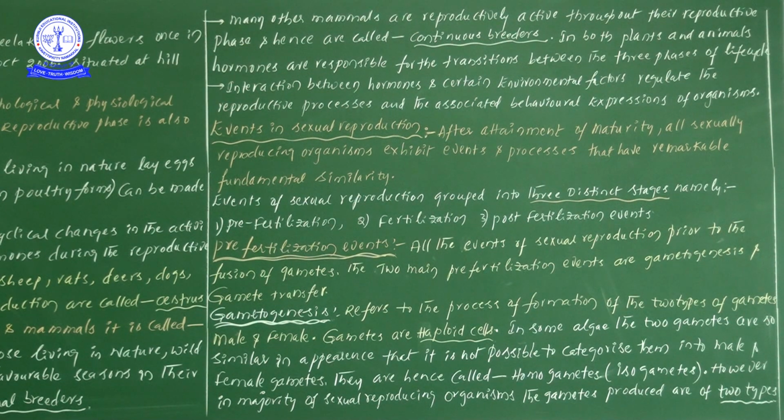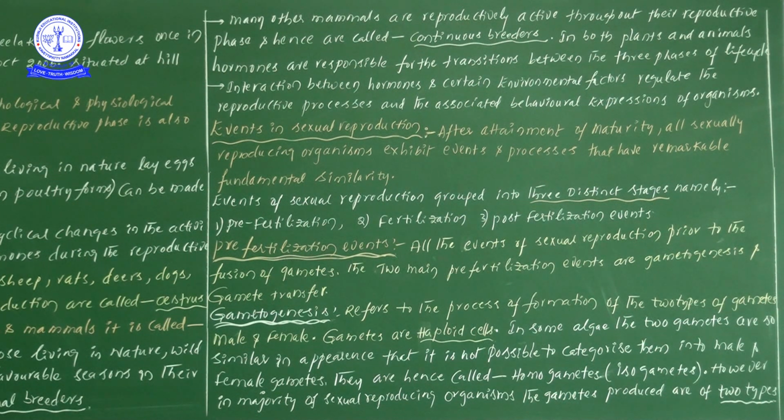So that's why here the reproductive phase is active throughout the life cycle of that particular organism. That means the organisms reproduce throughout the life cycle. Such kind of organisms we simply call continuous breeders. So, continuous breeders are nothing but organisms whose reproductive phase is active throughout the lifespan.